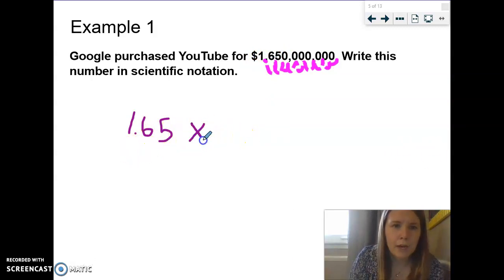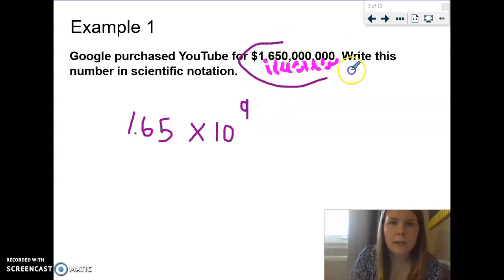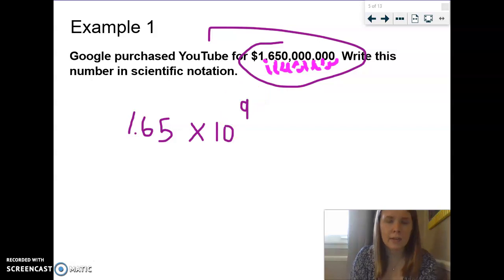We're going to have it multiplied by 10, and then to the how many places we went over, and we went over 9, okay? This is a really large number, so my exponent is going to stay positive.